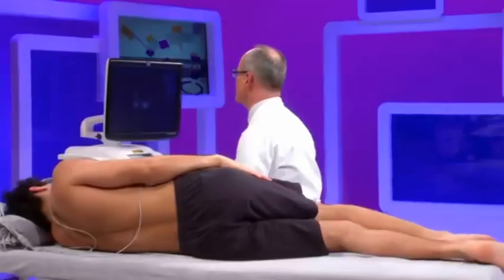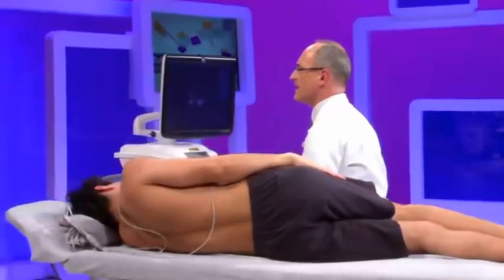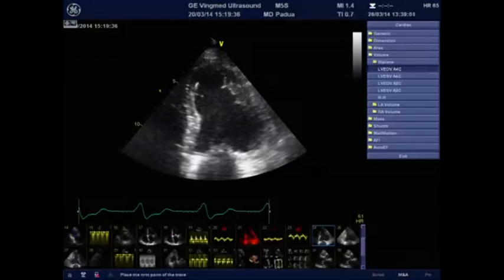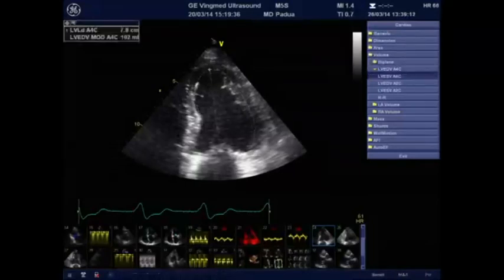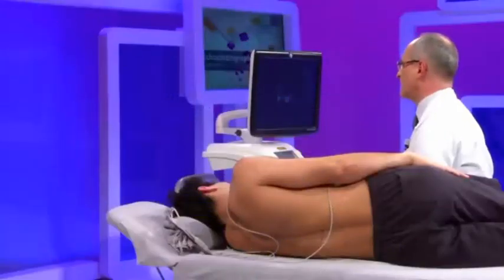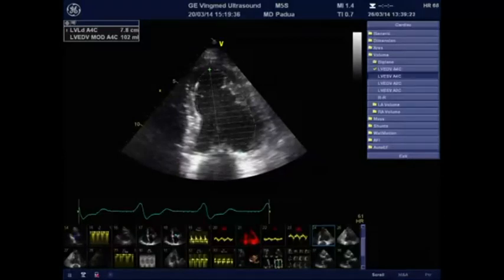You select volume, biplane. The biplane disc summation algorithm is the recommended one in everyone, but particularly in these patients in whom the shape of the ventricle is not always regular. And then you trace the endocardium as you usually do to obtain the volumes and the ejection fraction in this heart. You do it in diastole, and then, like I have done, you do it in systole in both the four-chamber and the two-chamber view.